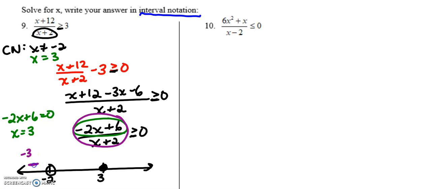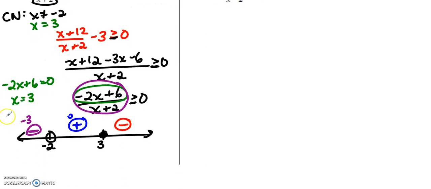That results in a negative answer. Number between negative 2 and 3, I'm going to pick 0. Plug in 0, you get 6 over 2, which is positive. Pick a number greater than 3, I'm going to pick 4. I would get negative 8 plus 6, which is negative, over a positive, so overall negative. This said I was supposed to find answers that were greater than or equal to 0. Positive numbers are greater than or equal to 0, so I'm looking at negative 2 to 3.